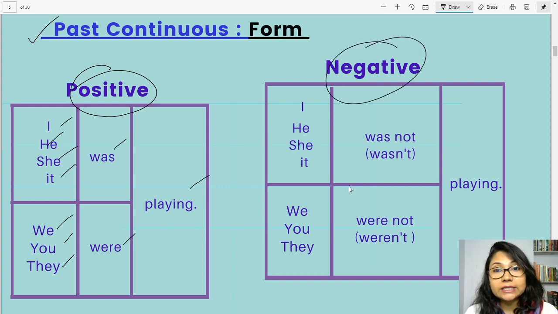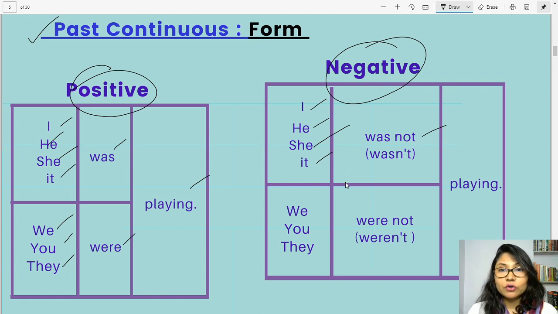Now let's look at the negative form. I was not playing or I wasn't playing. He was not playing or he wasn't playing. She was not playing or she wasn't playing. It was not playing or it wasn't playing.